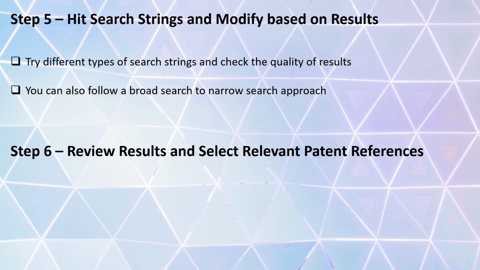Now, what is step 6? Step 6 is review results and select patent references. So eventually, while conducting step 5, you will come to a point where the set of results you have obtained will be relevant. Let's say it includes maybe 500 patents. If you go through those 500 patents, you might see that they are relevant to what you are looking for, relevant to your invention.